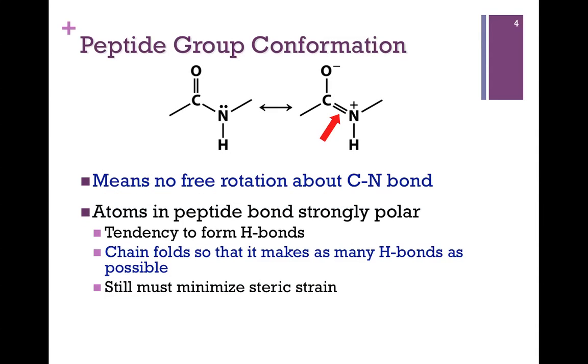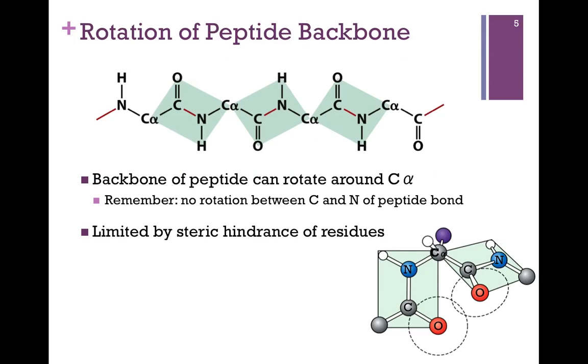The atoms in the peptide bond are strongly polar because of those electron withdrawing groups, and so there's a strong tendency to form hydrogen bonds with one another. We'll see how that works in just a minute. The chain will fold so that it makes as many of those hydrogen bonding contacts as possible. That will make it more stable, and remember, that means it will fold up spontaneously. But still, we have to minimize steric strain.